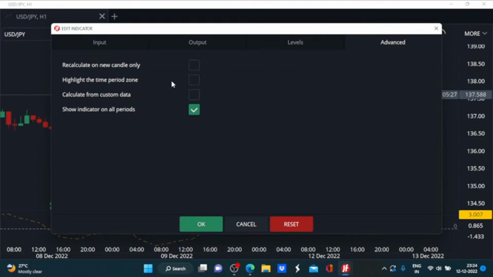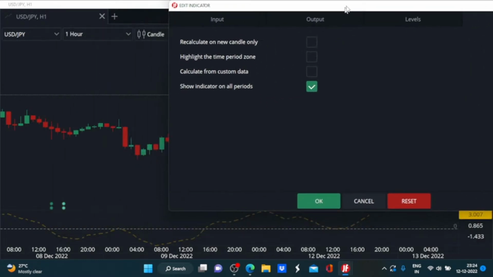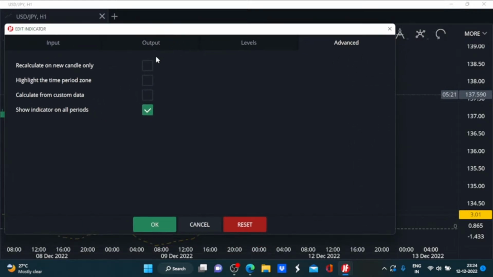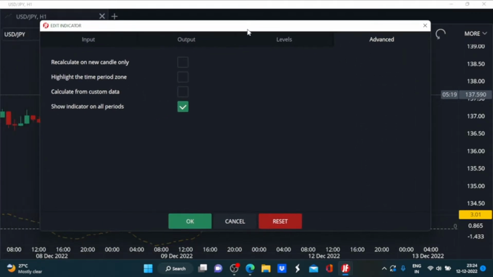Advanced, recalculate on new candle only. In this case, this output is going to remain constant, remain stable throughout the current candle if you opt in for this option. Else, the output value is going to keep fluctuating depending on the applied price.